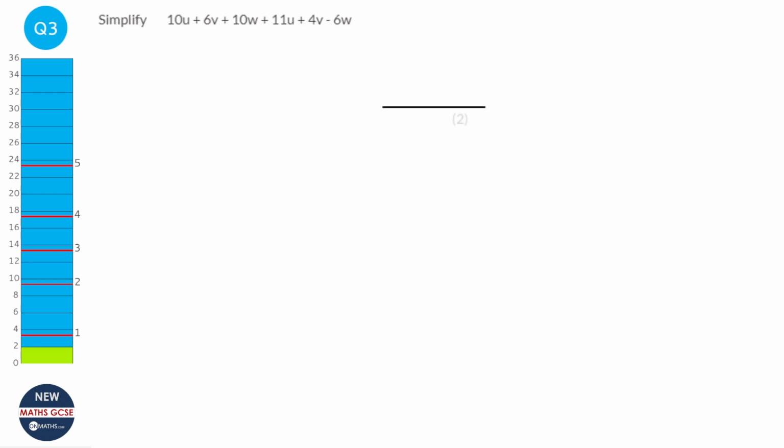This question's all about like terms. So what we can do is we can add this 10u with this 11u to make 21u. We can also add this 6v with this plus 4v to make 10v. We can also add this 10w to this minus 6w. So 10 take away 6 is 4w, so plus 4w.